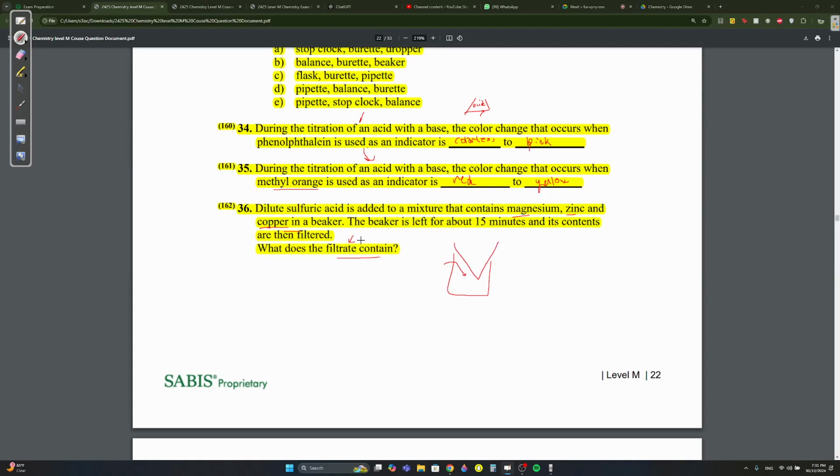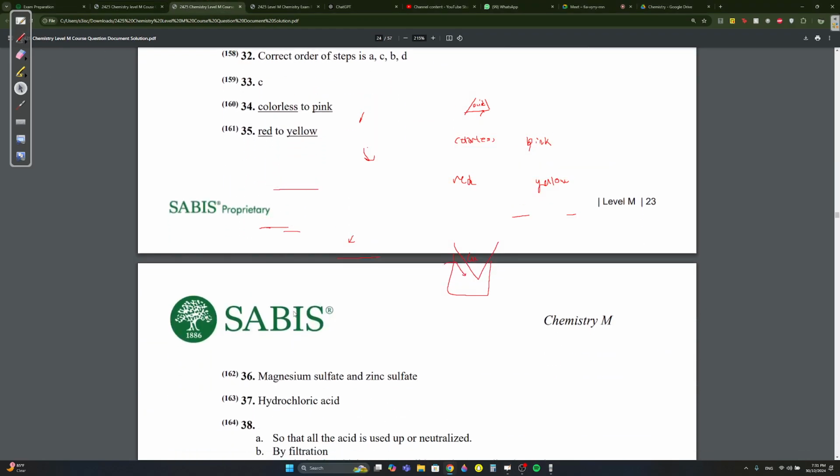So that means when I filter it, the copper is still going to stay as a solid here. It's not going to react with the sulfuric acid, so my filtrate is going to be everything except copper. So it's going to be magnesium and zinc.